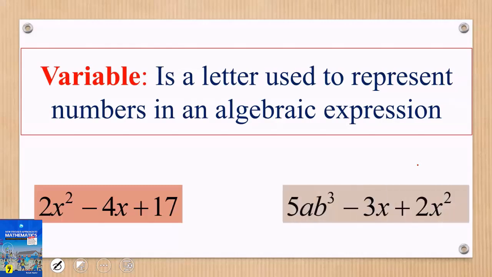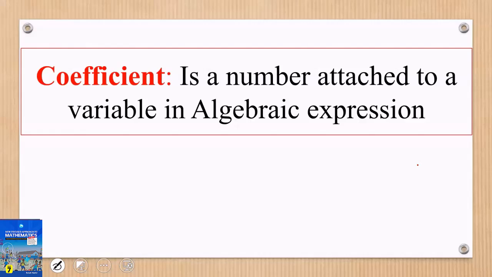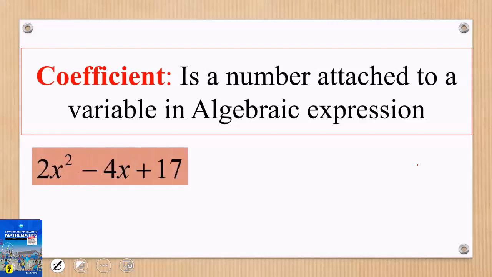Again, if I have 5ab cubed minus 3s plus 2x squared, it means I'm using ab to represent something, I'm using s to represent something. That is what you call variable. Now, there's another word we call coefficient, and it's a number attached to a variable in algebraic expressions. For example, if I say 2x squared minus 4x plus 17, here the 2 is called the coefficient of the x squared. Here the negative 4 is the coefficient of the x.